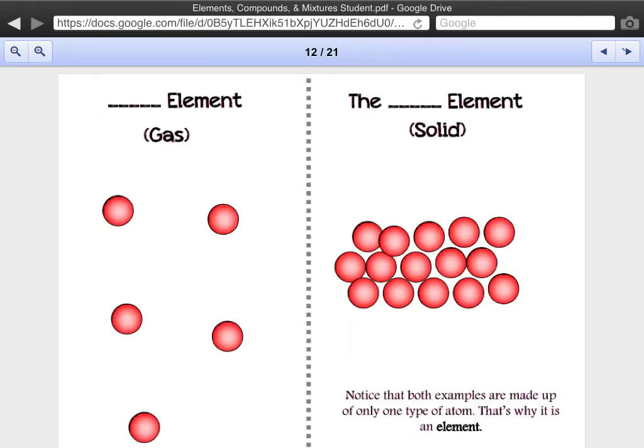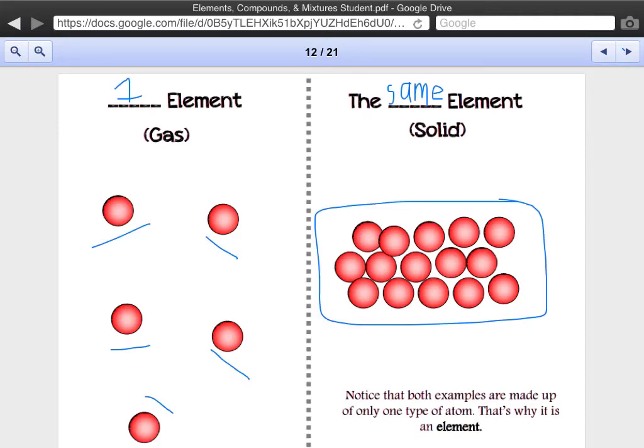Here, we only have one element. It's a gas because you can see that they're spread apart, so we know that that is a gas. Here, we know that we have a solid because they are close together, and this is the same element over and over and over. So again, just one element. Both examples are made up of only one type of atom, and that's why it's called just an element.